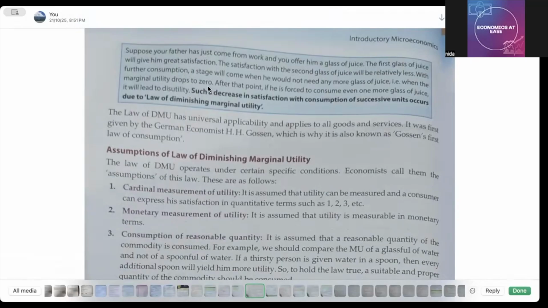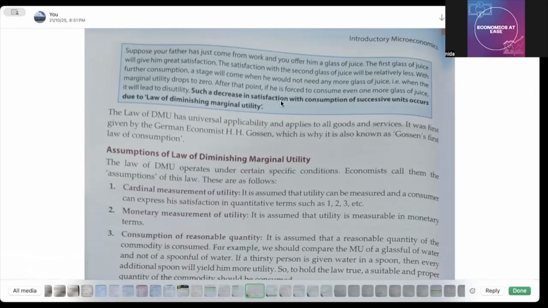अब मार्जिनल यूटिलिटी जीरो पे आ गई. अब आप उसको और कंज्यूम नहीं कर सकते. एक ग्लास जूस पिया, 2 ग्लास पिया, 3 ग्लास पिया, नाइंथ फोर्थ तो आपको डांट पड़ जाएगी सीधे फादर से कि क्या मजाक चल रहा है, मेरे पेट को क्या समझा है, कुआं समझा है, ना, for example. After that point, if he is forced to consume even one more glass of juice, it will lead to disutility. Okay, तो मैंने एक सिंपल मजाकिया तौर पे आपको वो चीज एक्सप्लेन कर दी है, सेम चीज यहाँ पे बता दी गई है.